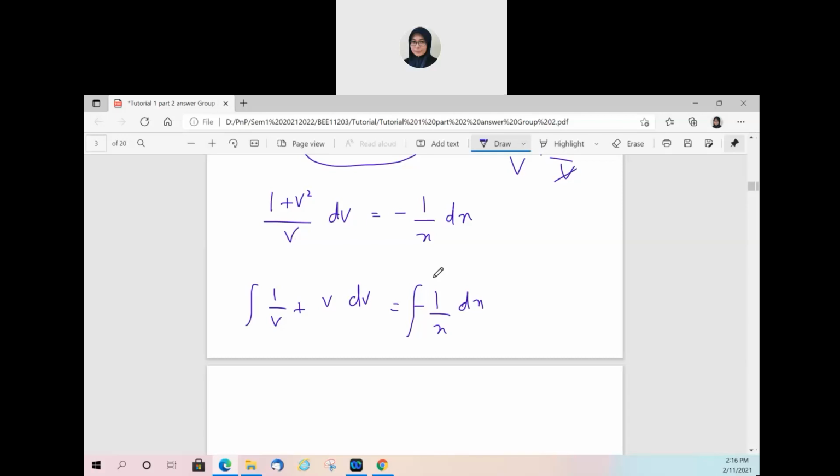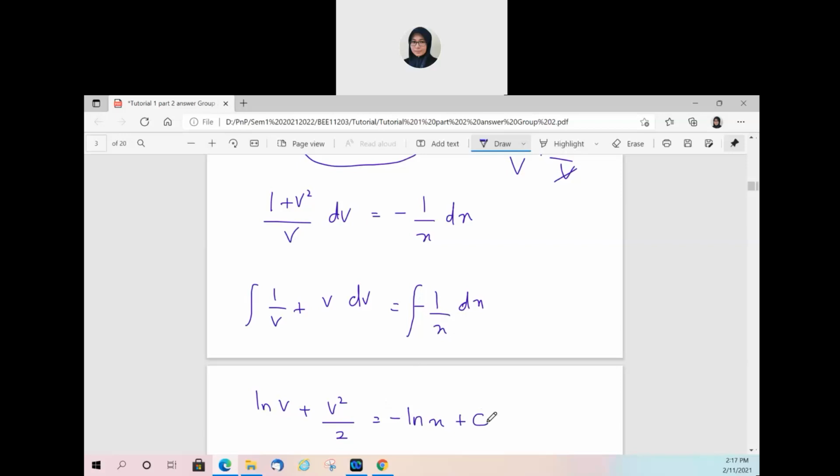ln V. You get ln V, right? Plus, you integrate V, you get V squared over 2, right? Equals to minus. You integrate 1 over X, you get ln X plus... so with ln constant X.